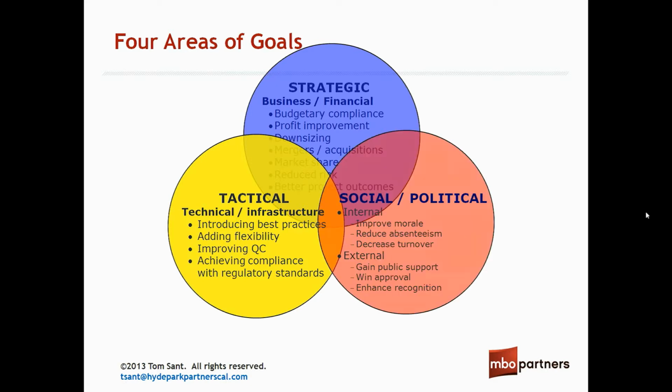The third area is what we could call social or political results. Internally, that would be things like improving employee morale, improving retention rates, decreasing absenteeism. Externally, it might be something like gaining community support, increasing customer loyalty, gaining a larger share of the customer's wallet, reducing carbon footprint, things that affect the community or the society within which we live. Again, very important. And as you can see, these overlap. A positive in one area could easily be a positive in another.